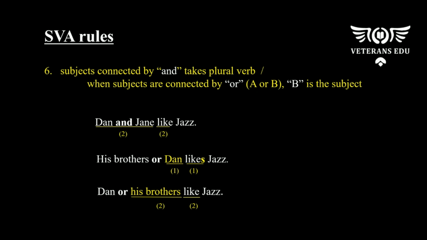However, when the subjects are connected by the word or, in the case of A or B, the B is the subject. For instance, his brothers or Dan likes jazz. In this sentence, the word Dan is the subject, while in the sentence Dan or his brothers like jazz, the word his brothers, which is plural, becomes the subject. So remember, when you're writing A or B, B is the subject.